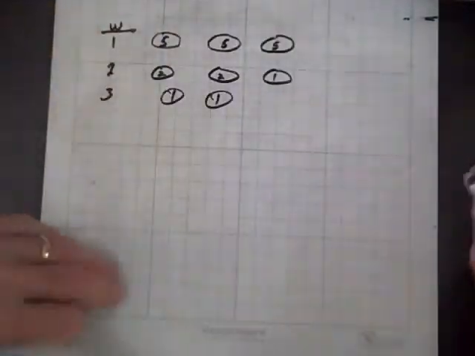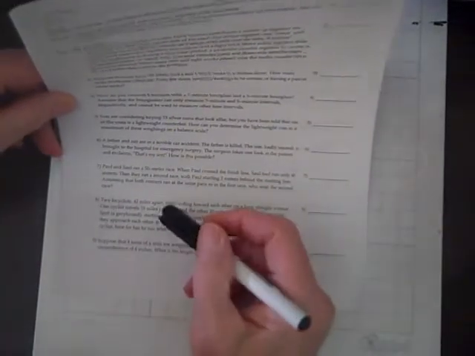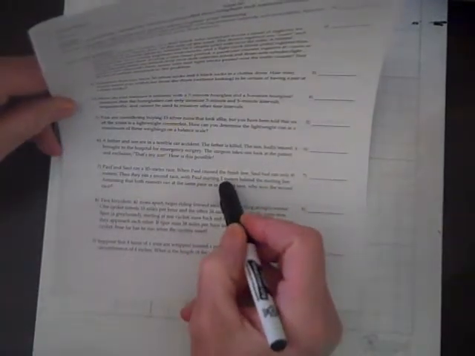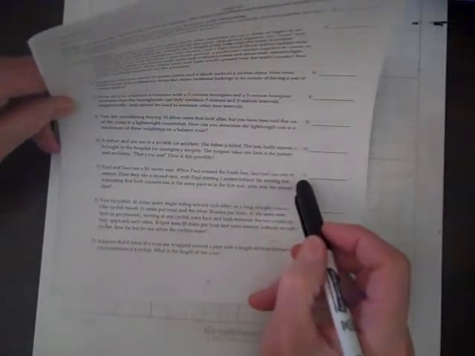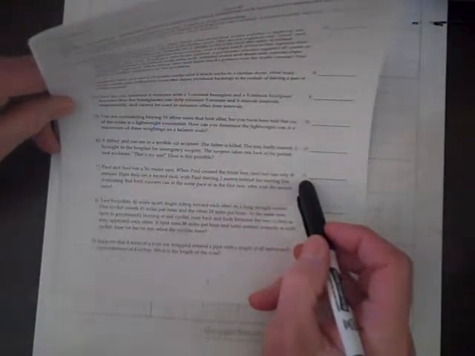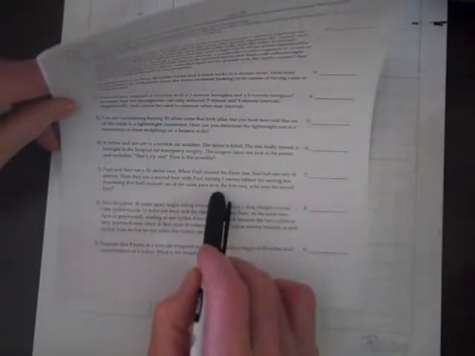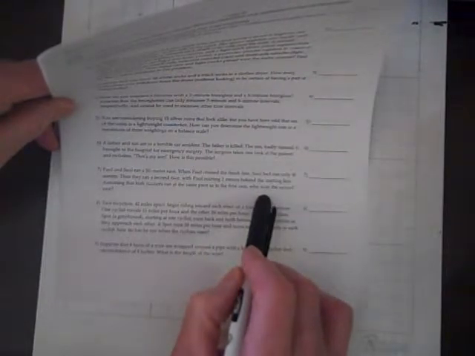So, here we have one more. Paul and Saul. So, Paul and Saul ran a 50-meter race. When Paul crossed the finish line, Saul ran only 48 meters. Then they ran a second race with Paul starting 2 meters behind the starting line. Assuming that both runners ran at the same pace as in the first race, who won the second race?